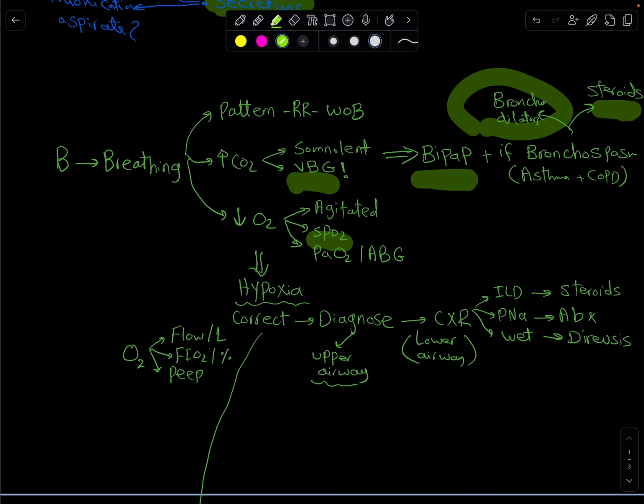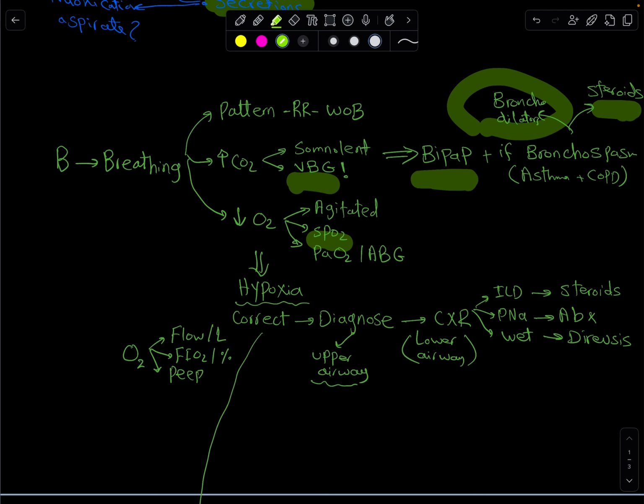Then the second part is FiO2. When you give someone oxygen, it's not 100% oxygen. And here comes the FiO2. If I'm giving the patient 1 liter, how much is actually oxygen in this 1 liter? Is it 20%? Is it 40%? Is it 60% oxygen, etc.?